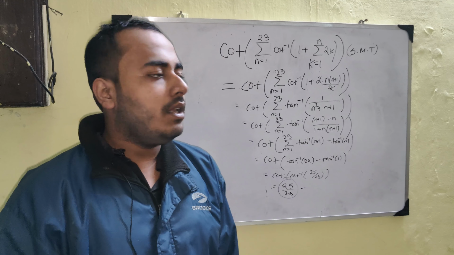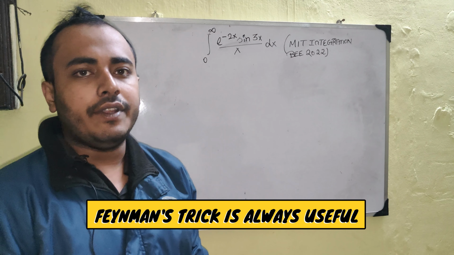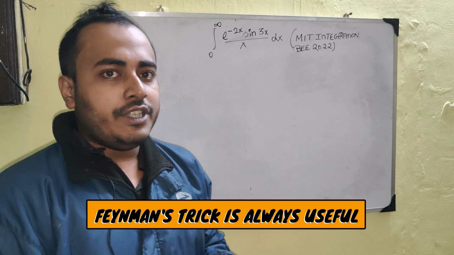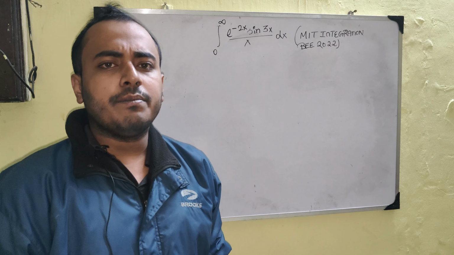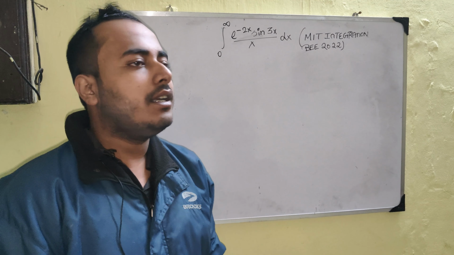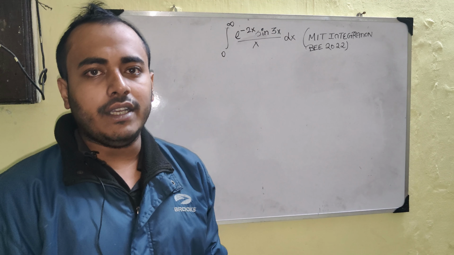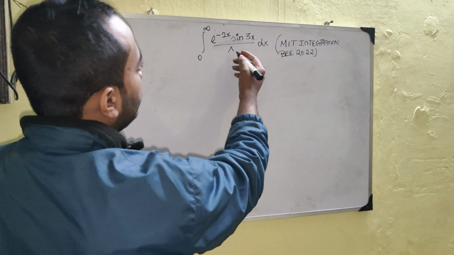It was an easy problem. So the next problem said integral from 0 to infinity of e to the power minus 2x sine 3x by x dx. In your boards and in your JEE, you have seen problems like e to the power minus ax into sine of bx. It's a pretty standard integration formula which is done using integration by parts twice. This is very different because we have an extra x in the denominator, which is going to make things hard for us. But not to worry, what we are going to do is this.